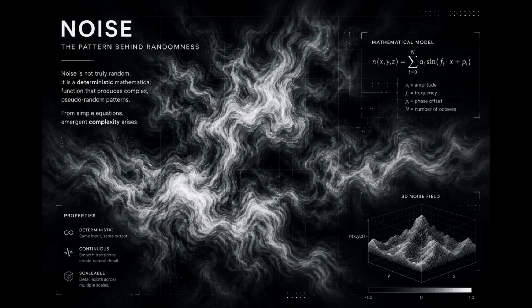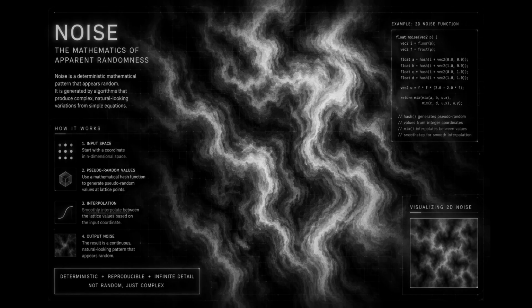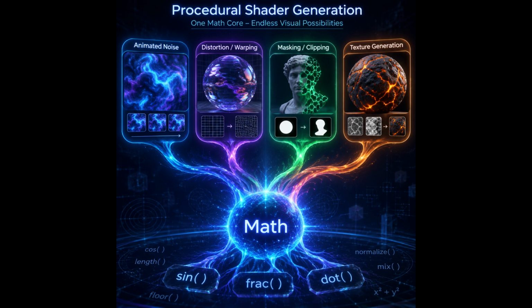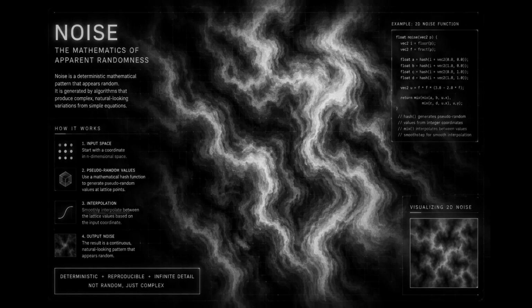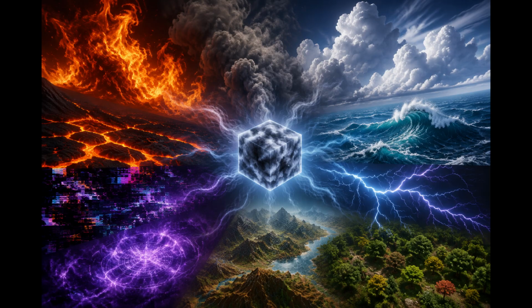Notice something important. We didn't import a texture, we didn't download an image. The GPU is calculating this pattern every frame using mathematics. That's why we call it procedural. Instead of reading pixels from an image, the shader creates the pixel itself. Because it's just math, we can animate it, stretch it, combine it, or use it as a mask. That's why noise appears everywhere in computer graphics.